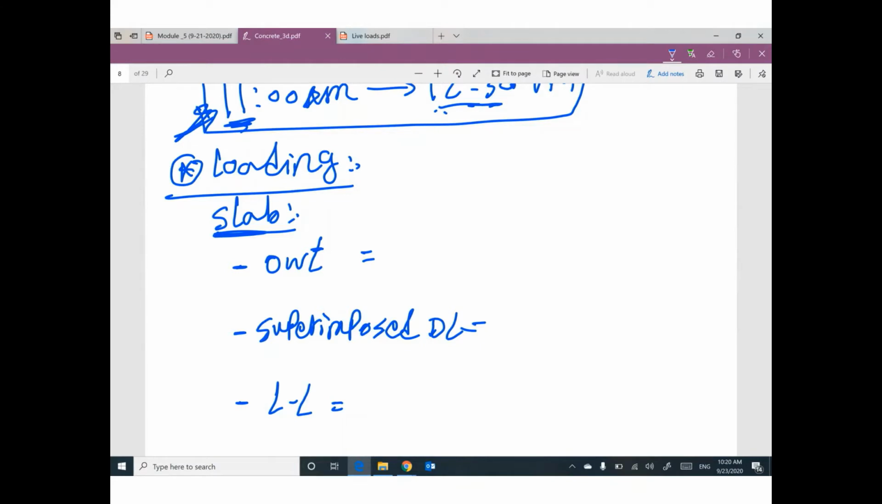Do you remember what was the own weight value? Thickness. Please don't forget your thickness will be divided by 12 to be in feet, times gamma concrete. Last meeting, I told you own weight for any slab is thickness times gamma concrete. In this problem, your thickness of the slab is 5 inch, so I will divide it by 12 to be in feet. Gamma concrete, please remember this number all the time, 150 pound per cubic feet.